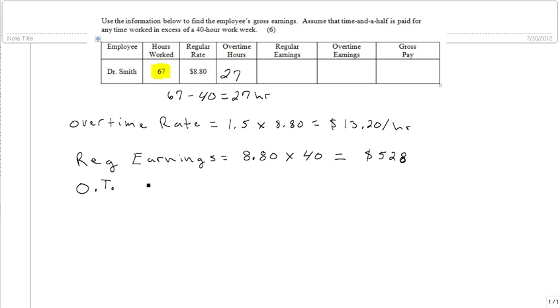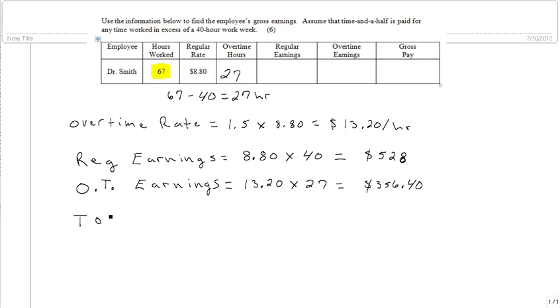Next, let's compute the overtime earnings. And I'll abbreviate overtime as O.T. or OT. And we may get the overtime earnings by taking the overtime rate, which is $13.20 per hour, and we'll multiply that by 27 hours worth of overtime, and we see that we end up with $356.40 as the overtime earnings.